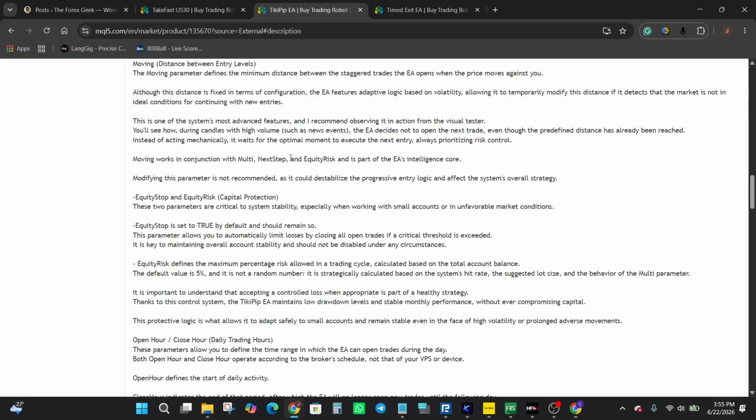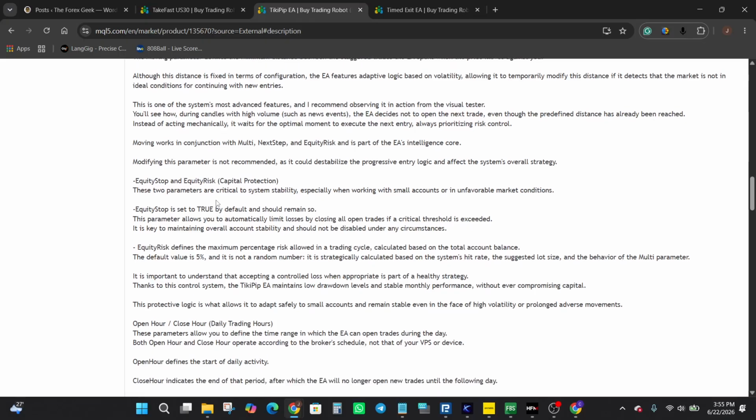So risk protection continues through the EquityStop and EquityRisk settings. EquityStop is enabled by default and is designed to close positions when predefined risk thresholds are exceeded. EquityRisk controls the maximum percentage risk allowed during a trading cycle, with a default value of 5%.